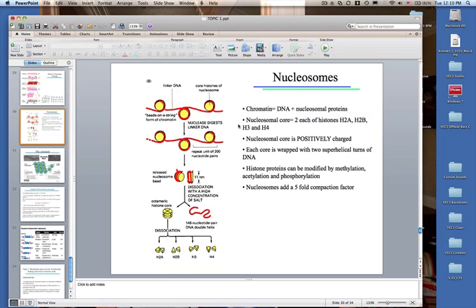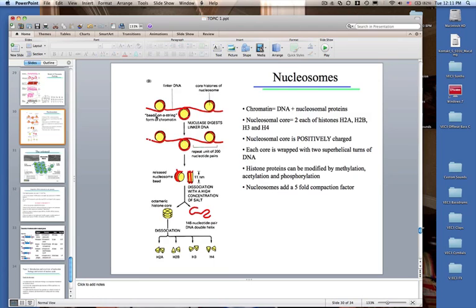I want to emphasize the DNA structure here, which is going to come back into play a little bit later when we talk about transcriptional regulation. So, right, the first level of compaction is at the nucleosomal level.